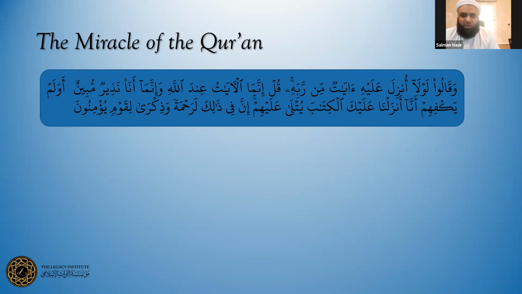But when it comes to proving the prophethood of Muhammad sallallahu alaihi wasallam, the most important sign that Allah subhanahu wa ta'ala has given him is the Qur'an.